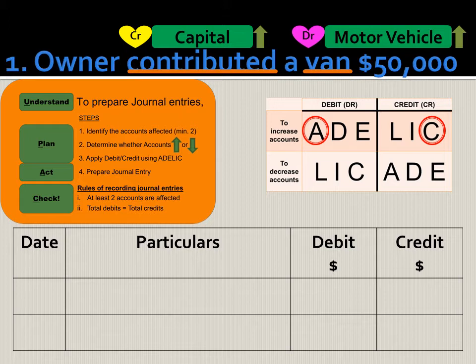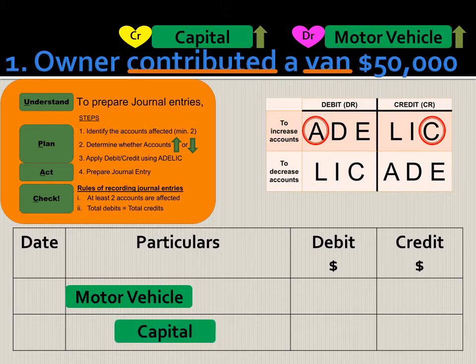To prepare journal entries, we would need to record the debit entry first. So we would record the motor vehicles account as close as possible to the line. Next, we will record a credit entry to the capital account. Note where the capital account is recorded. There is a spacing from the line on the left. One look at it and we will be able to tell that the capital account is credited because it is placed at some space away from the motor vehicles account.